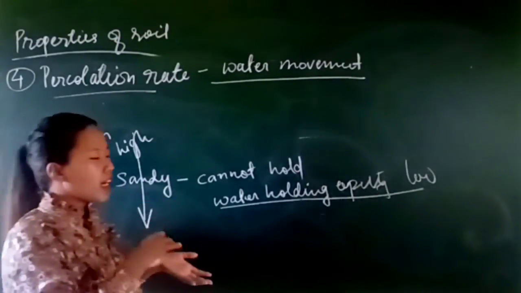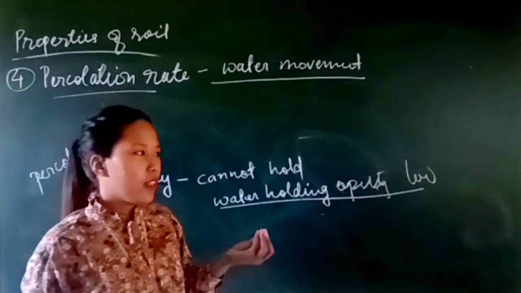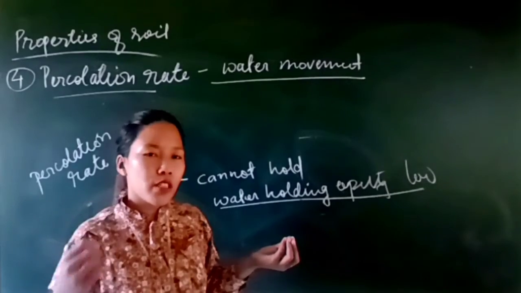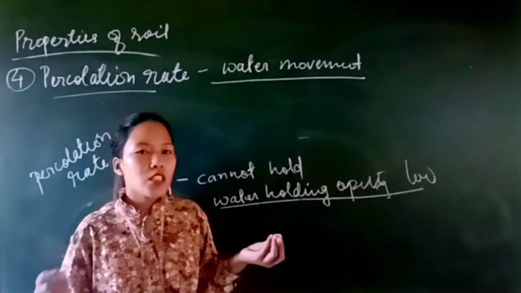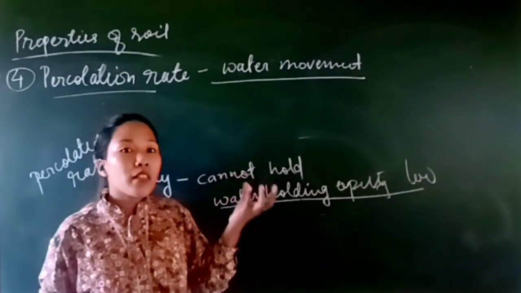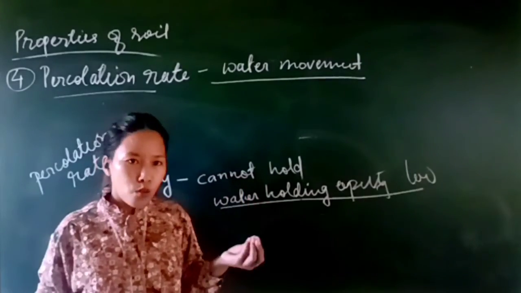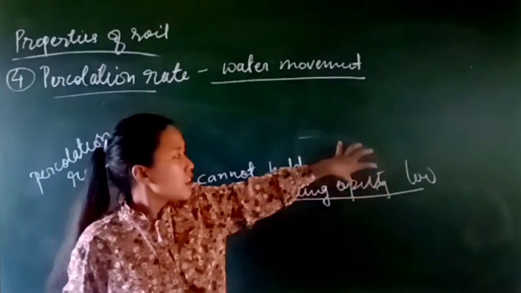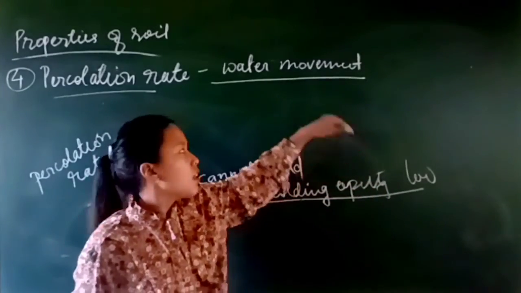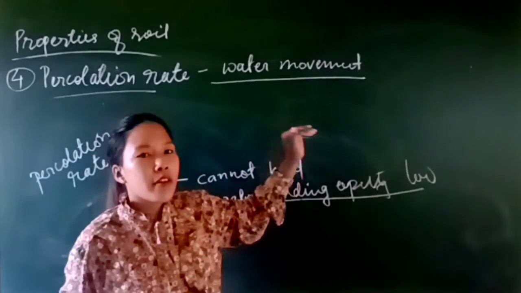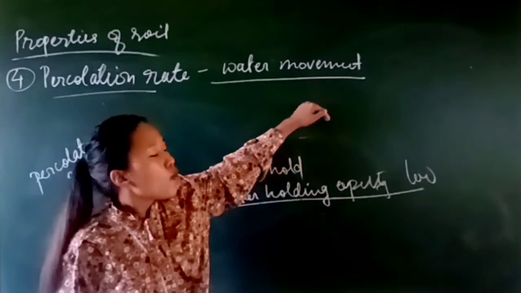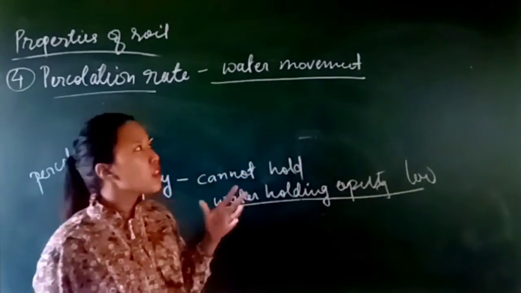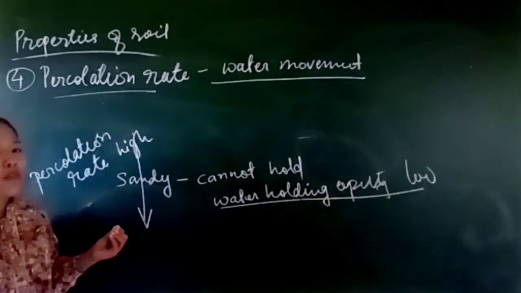In the other case, clay soil can hold water. It has a very high water holding capacity. So in such a soil, the percolation rate will be very low. The movement of water will be very slow. Since the soil is going to hold the water, the percolation rate is very low, and the movement of water through this soil will be very slow. So this is the meaning of percolation rate.